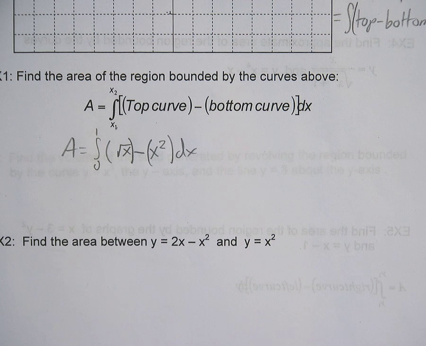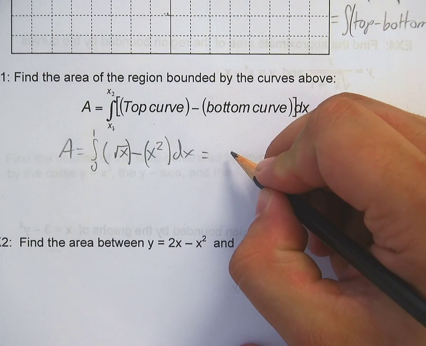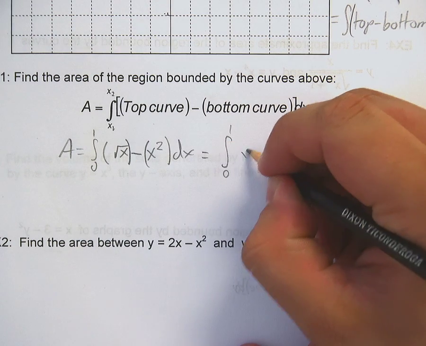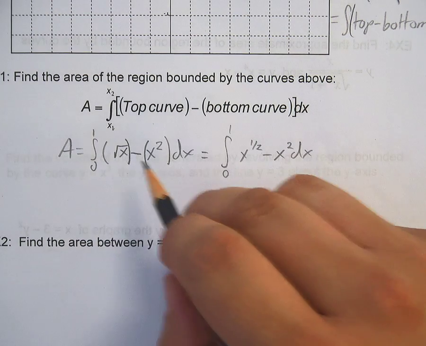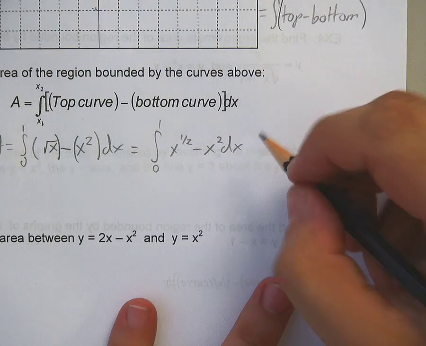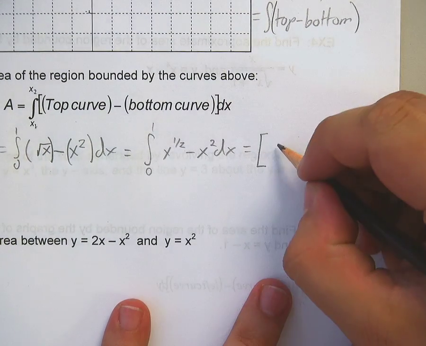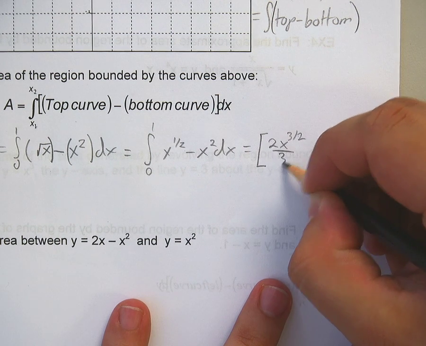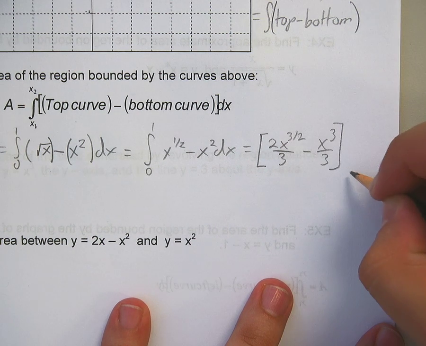Now I do have a calculator handy with me. I'm not going to need it on this particular problem, but I'll need it a little bit later. So what this is going to be is the integral, I'm going to rewrite this, from 0 to 1 of x to the 1/2 minus x squared dx. So after you distribute your negative, you can drop your parentheses. Right, and that's going to be, the integral of x to the 1/2 is 2x to the 3/2 over 3, minus x to the 3 over 3, evaluated from 0 to 1.